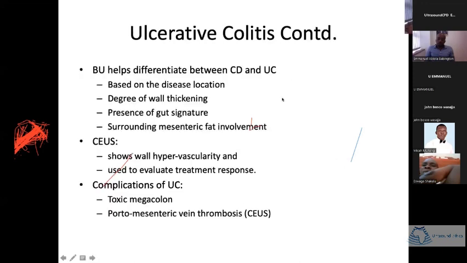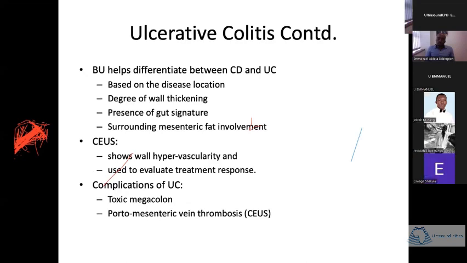So in a way, bowel ultrasound helps us differentiate between Crohn's disease and ulcerative colitis by checking the location of the disease. With Crohn's, you tend to mostly have it in the terminal ileum, and you can have skip lesions and things like that. Ulcerative colitis hardly ever involves the small bowel. It travels in a retrograde fashion from the rectum, sigmoid colon, descending colon, transverse colon. So the location of the disease will help you determine which of the two it is on ultrasound.